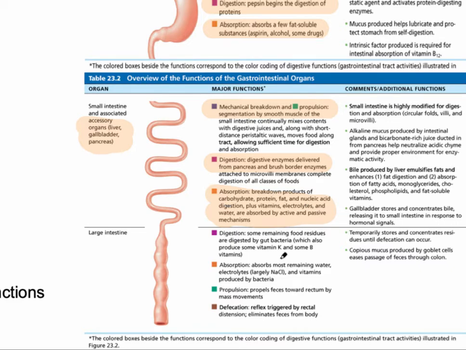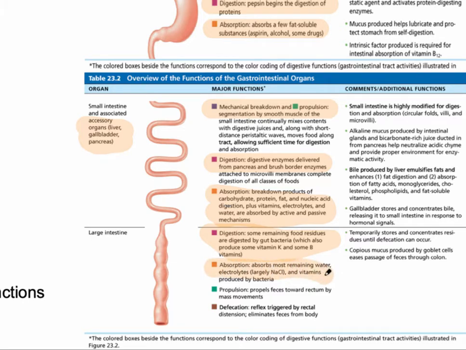And then finally, in the large intestine, the last part of the GI tract, we have some digestion. There's some remaining food residues that are digested by gut bacteria. And these bacteria are super important if we have had an antibiotic that may have removed some of the bacteria. A lot of times your doctor wants you to take lactobacillus or eat yogurt, something that contains that bacteria, to replenish it. There's absorption that happens.